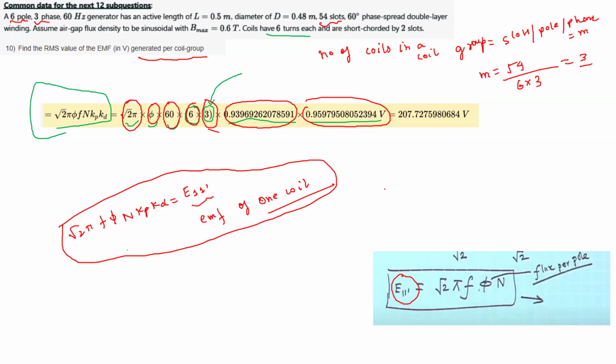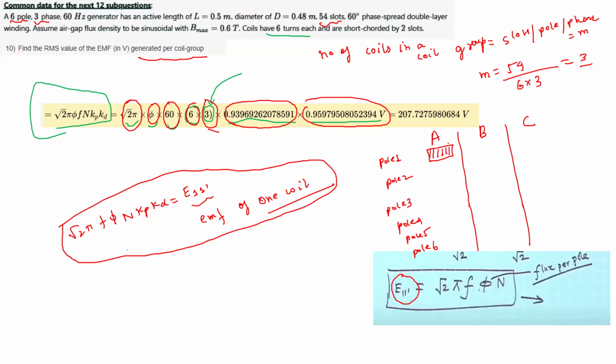So here there are three coils per coil group. Okay. So we know what is a coil group, right? We have seen that in our winding table we have A, B, C and then we have poles: pole 1, pole 2, pole 3, pole 4, pole 5, pole 6. So under one pole, this cell is basically a coil group. Now in this coil group, how many number of coils are there? That is equal to M for double layer winding. So it is 3.